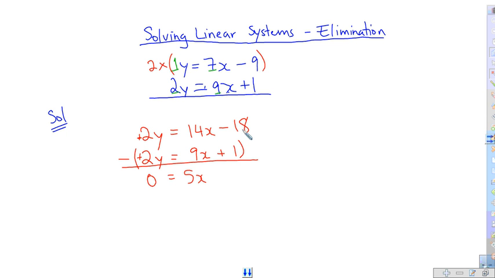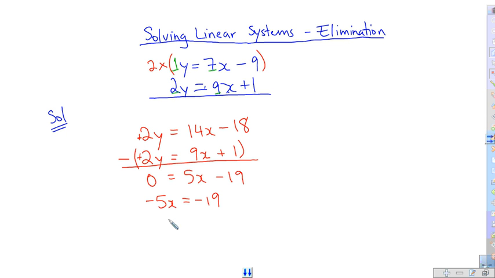And then we have negative 18 minus 1, which gives me negative 19. Okay, minus 18 minus 1. So that's tricky there. Make sure you're subtracting all the way across. So now I take the 5x to the other side. I get negative 5x equals negative 19.